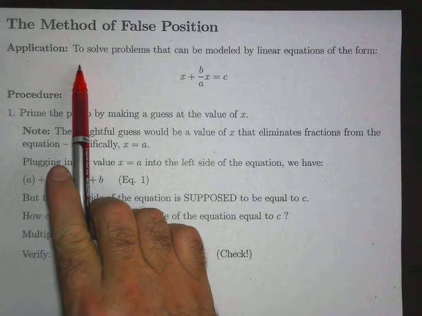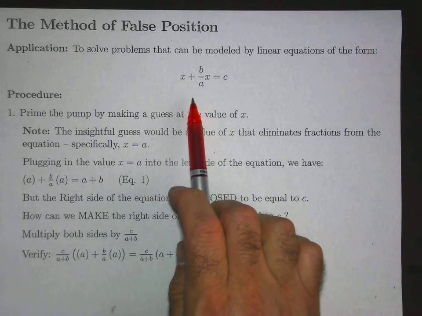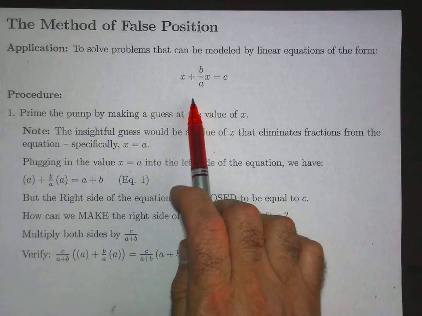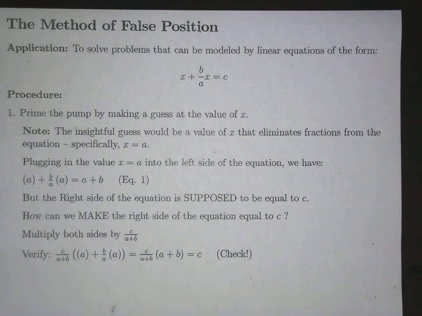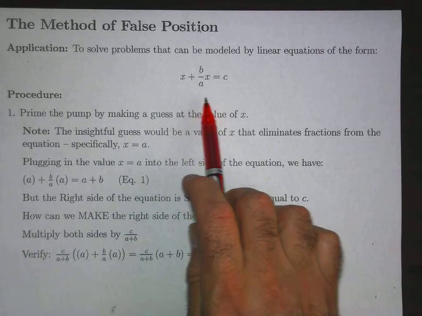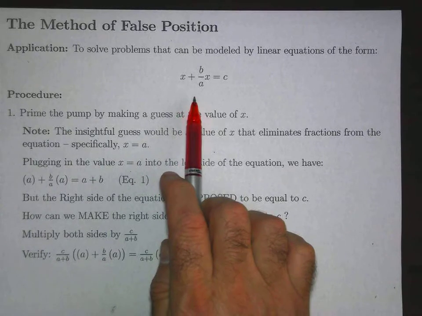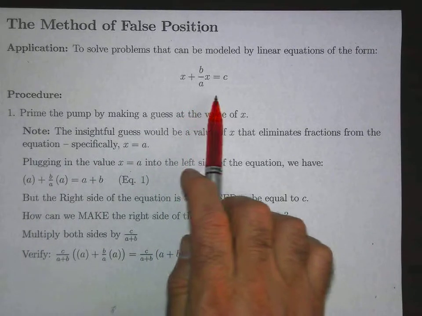And the application of the method of false position was to solve problems that can be modeled by linear equations of the form x plus b over a times x equals c. I was rather careful to say that the application was to solve problems that can be modeled by linear equations of the form x plus b over a times x equals c, rather than saying that the application was to solve linear equations of the form x plus b over ax equals c.